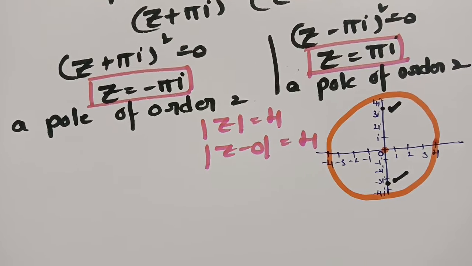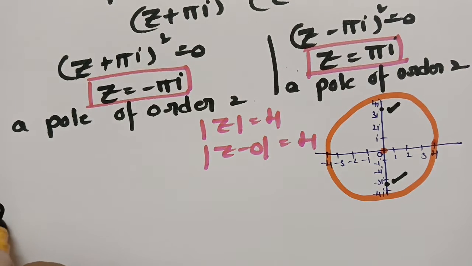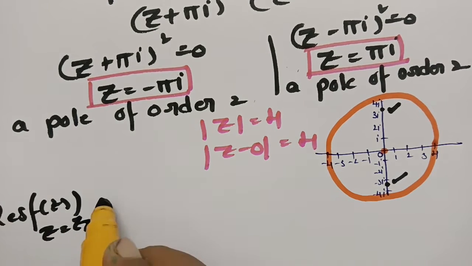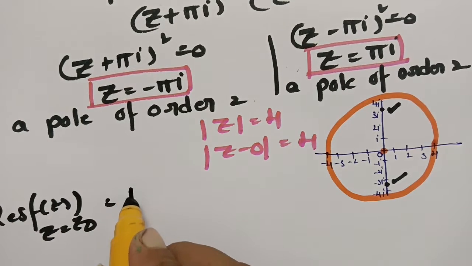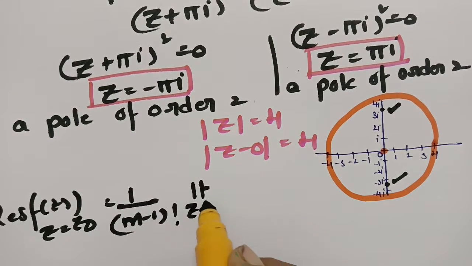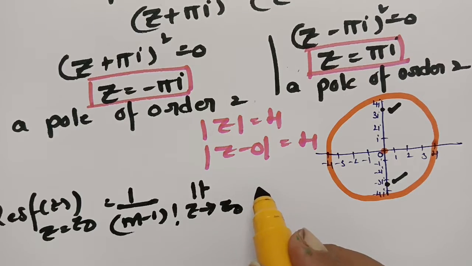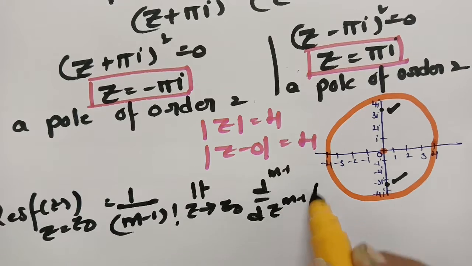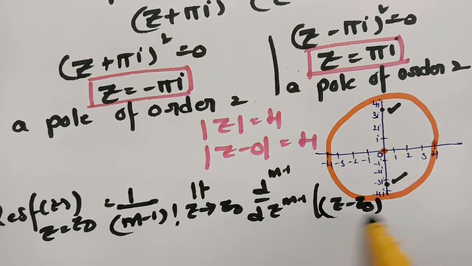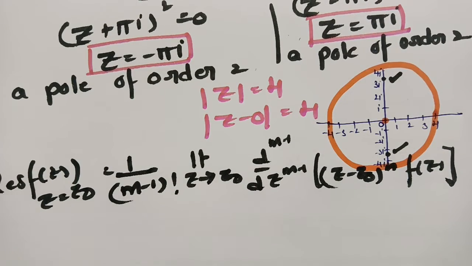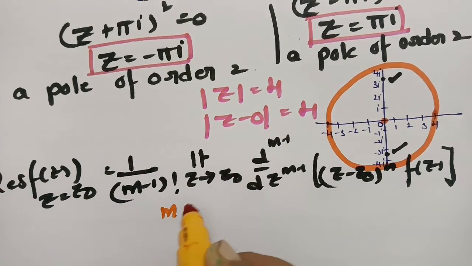For finding the residues, first of all we have to find the residue of f of z at the point z equal to z naught. As it is of order m, this value will be 1 by (m minus 1) factorial into limit z tends to z naught, d by dz power m minus 1 of (z minus z naught) power m into f of z. So this is the formula. In this formula, we are going to keep the order value. Order is equal to 2.